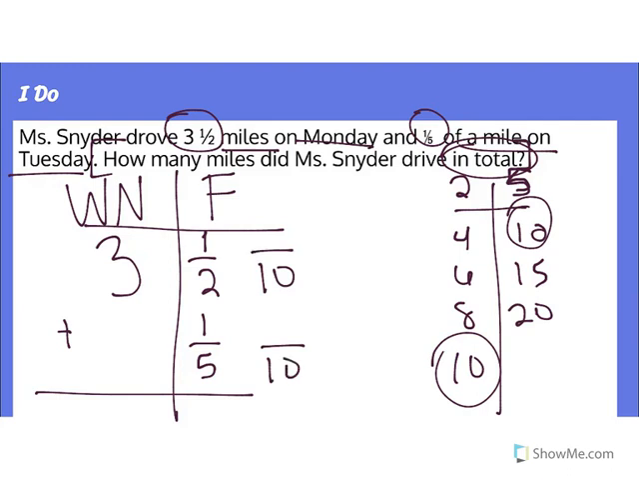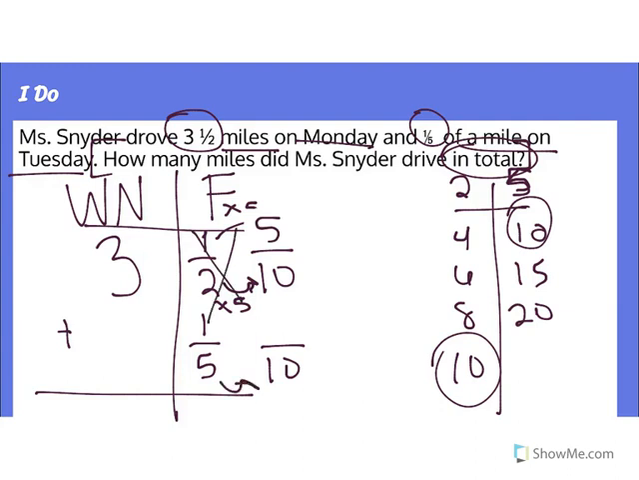I know that when I change the denominator, I have to change the numerator by the same rate. So I need to ask myself, what did I do to 2 to get 10? I know that 2 times 5 is 10. That means that I need to multiply my numerator of 1 by 5 as well. 1 times 5 is 5. So my equivalent fraction is 5/10.